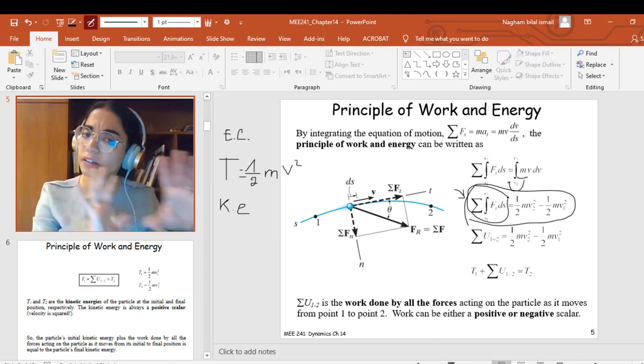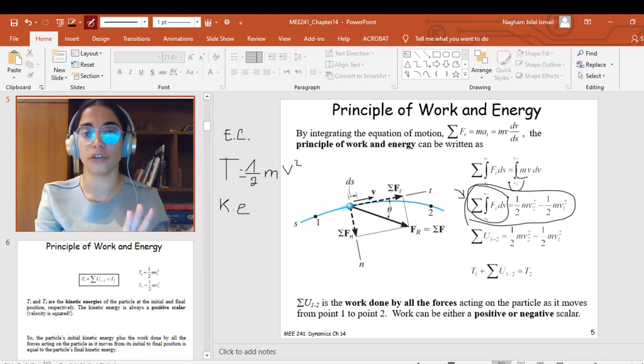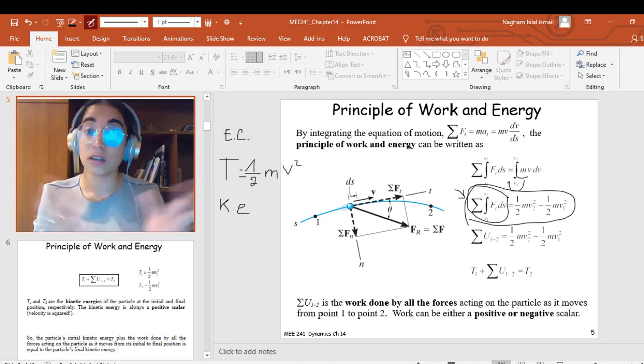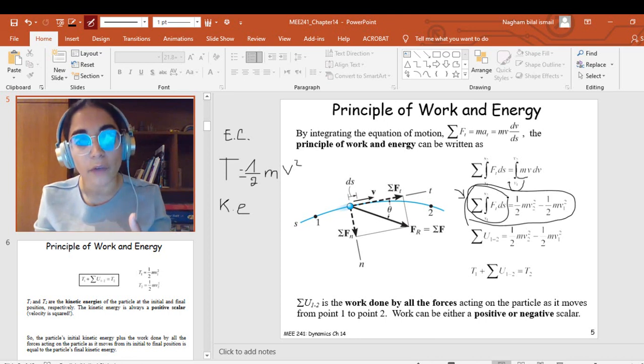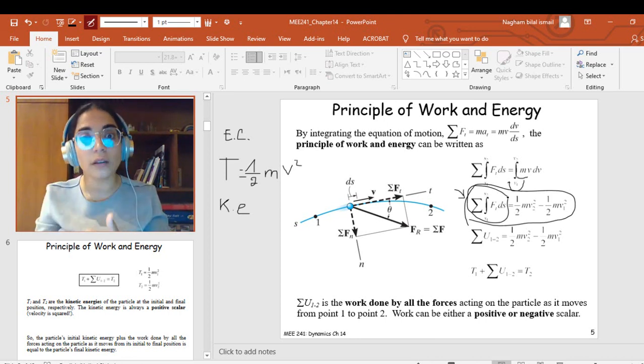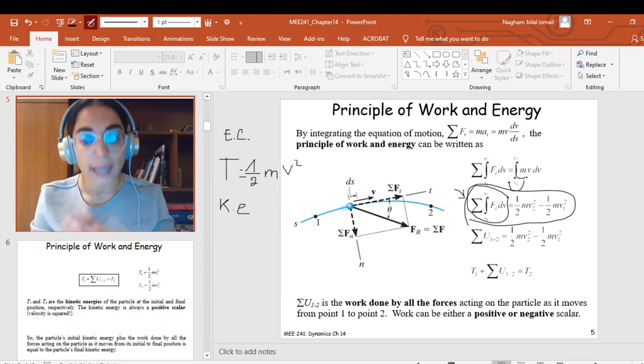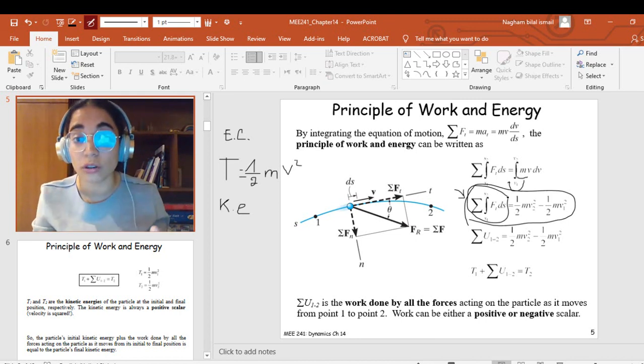Why? Because in fact, this kinetic energy could be decreasing. I know that the kinetic energy is always positive because it is equal to half mass times v squared. The mass is always positive. The velocity could be negative, but since it is squared, then it should be positive. And this means, guys, that the kinetic energy is always positive at any position.